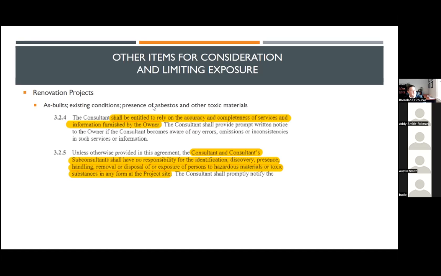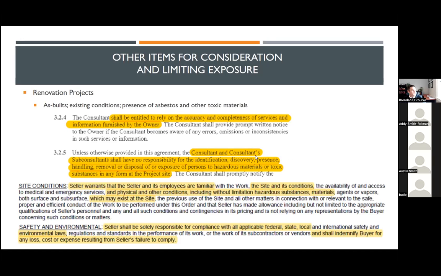But here's just some sample contract language about having the design professional be entitled to rely on the accuracy and completeness of the services and information furnished by the owner. And immediately following that, there's some language about the design professional having no responsibility for the identification, discovery, presence, or handling of hazardous material or toxic substances. So that's a contract that, in my opinion, is pretty fair and is consistent with the scope of services provided by a design professional. If you see contracts like this, you can obviously tell there's a difference there.